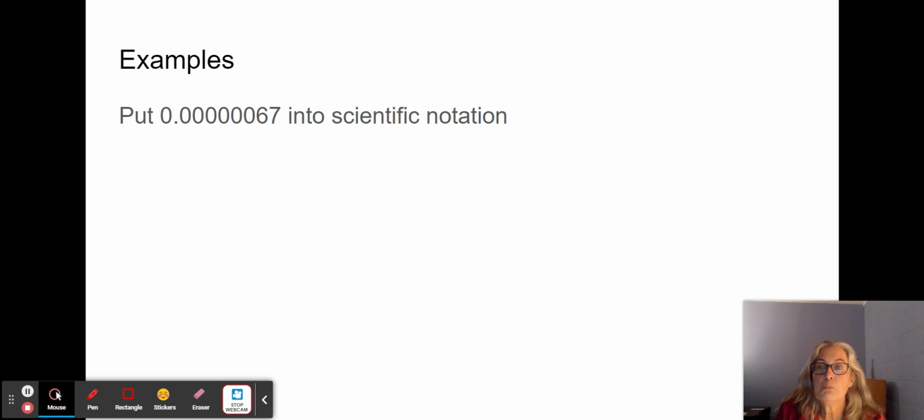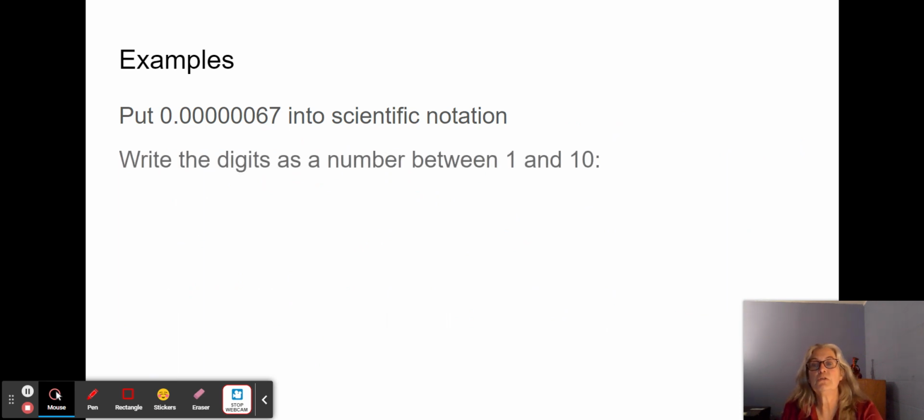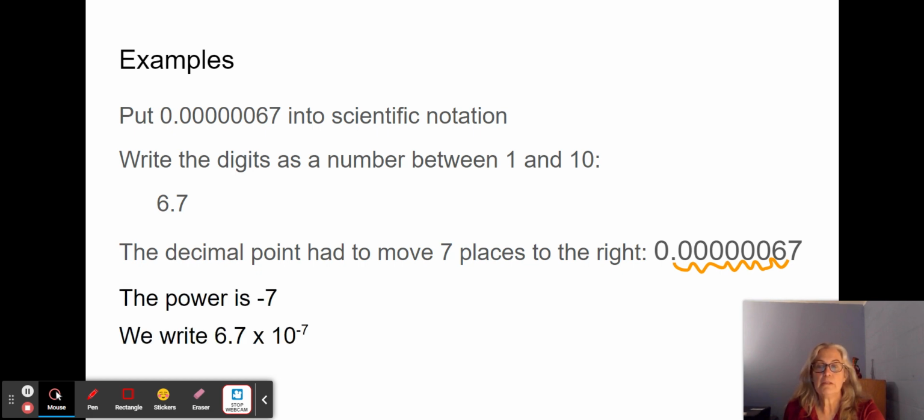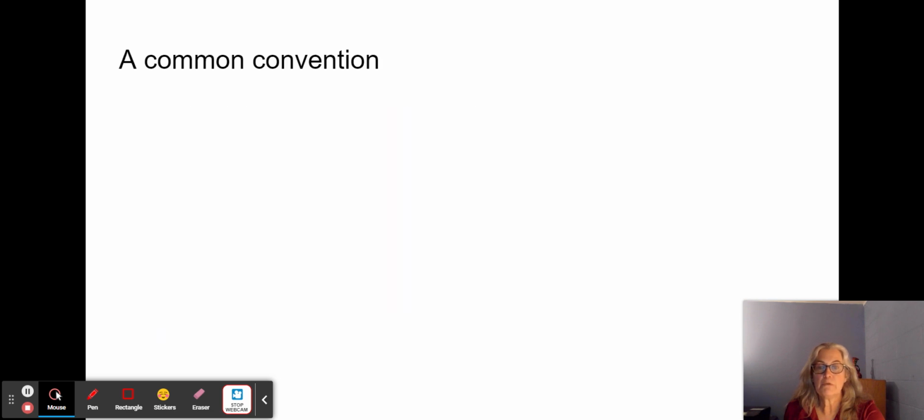Okay, put 0.00000067 into scientific notation. So the digits are going to be between 1 and 10, going to be 6.7. And the decimal point had to move 7 places to the right. So the power is -7, and we write 6.7 times 10 to the minus 7.